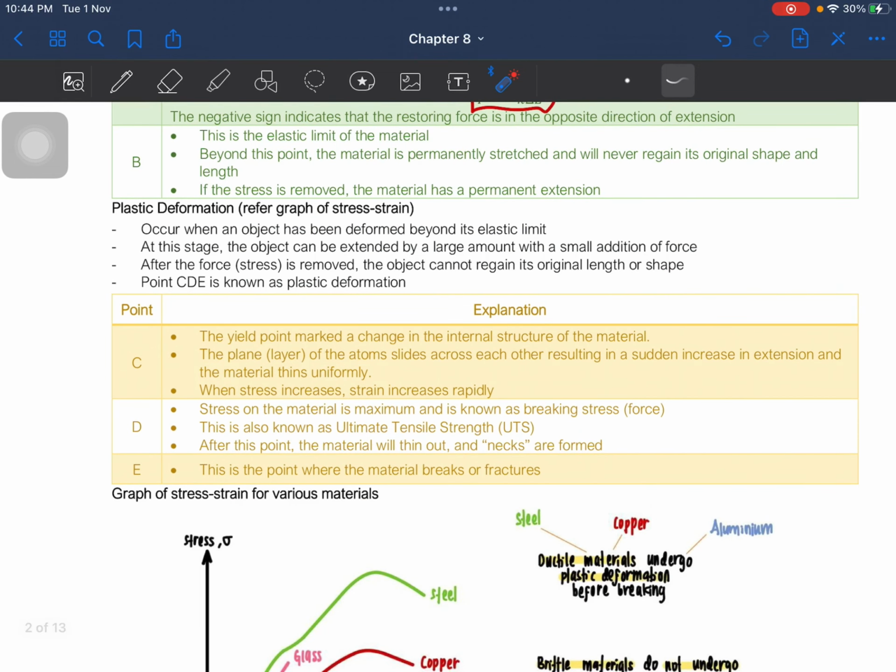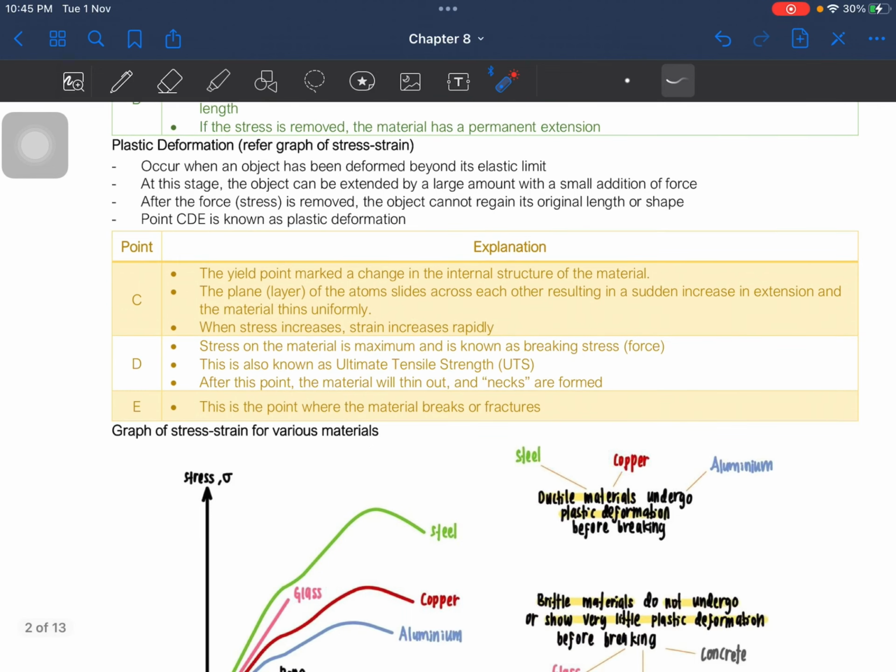Point C is the yield point, where it marks a change in the internal structure of the material. That's why it cannot go back to its original shape. The layers of atoms slide across each other, resulting in a sudden increase in extension, and the material will thin uniformly. When stress is increased, strain will increase rapidly. That is point C. Point D is where the stress on the material is at a maximum, so it is known as the breaking stress.